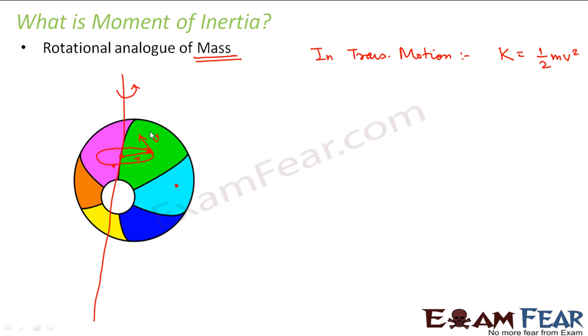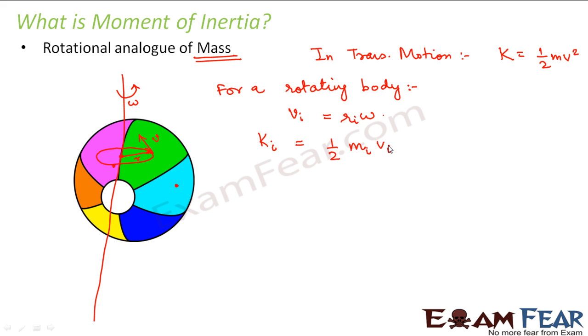I told you about the relationship between v, that is linear velocity, and the angular velocity omega, that is v is equal to r omega. So for a rotating body, we can say that Vi is equal to Ri omega, because this is true for any particle present inside this rigid body. Now what is the kinetic energy? Kinetic energy is half Mi Vi square. So I can write it as half Mi, and instead of Vi, I can write Ri square omega square.